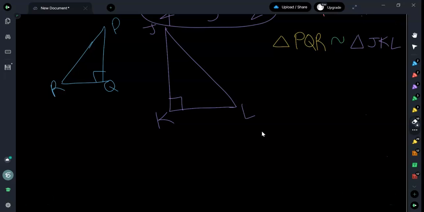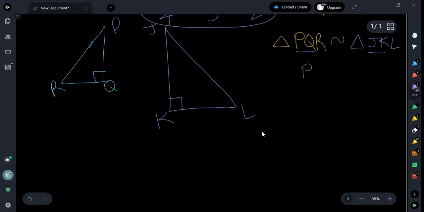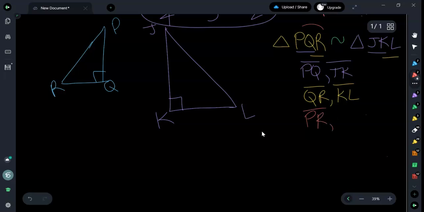So if I tell you that PQR is similar to JKL, that's how I'm going to match up my sides, just like we did with congruent triangles. So that means that PQ matches up with JK. And it means that QR matches up with KL. You can see how I'm matching them up. And it means that PR matches up with JL.